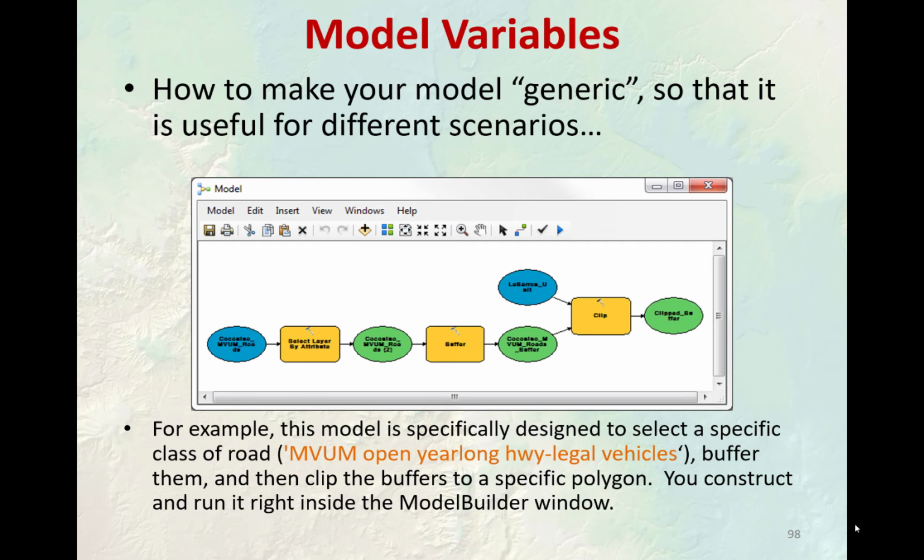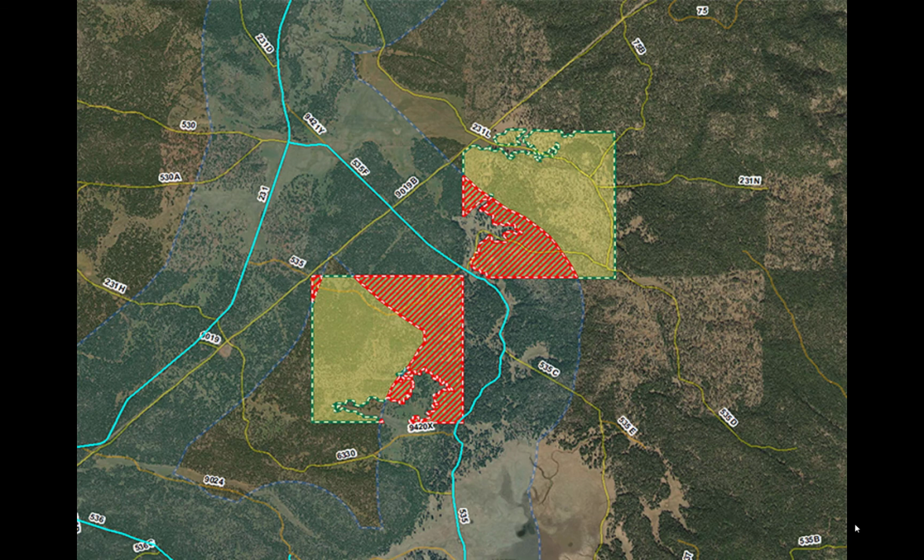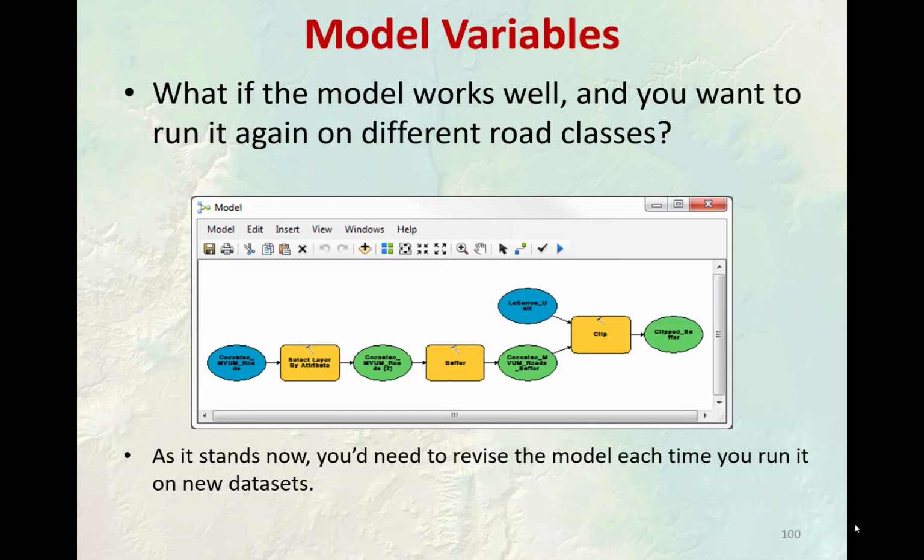It all works fine when we run it right from the model. We get this. We've seen this before. And that works fine if that's what you want to do. But suppose you want to do something a little different. Suppose you want to run it on a different set of roads. Maybe you want to do it on a different polygon. Maybe you want to have a different size buffer.